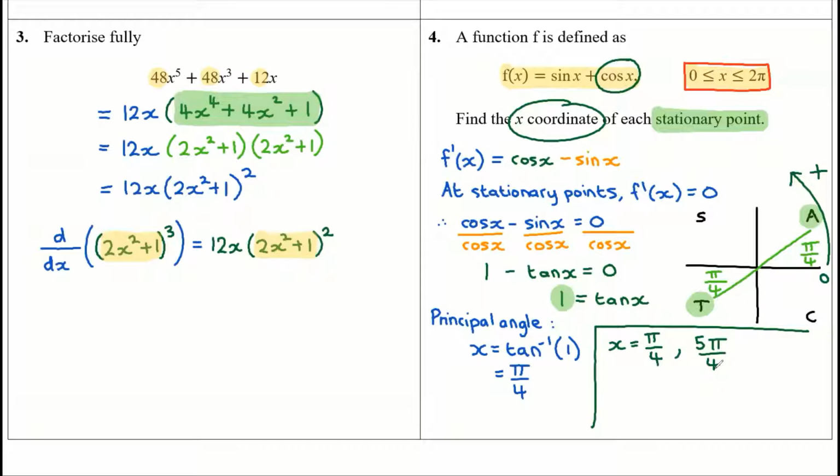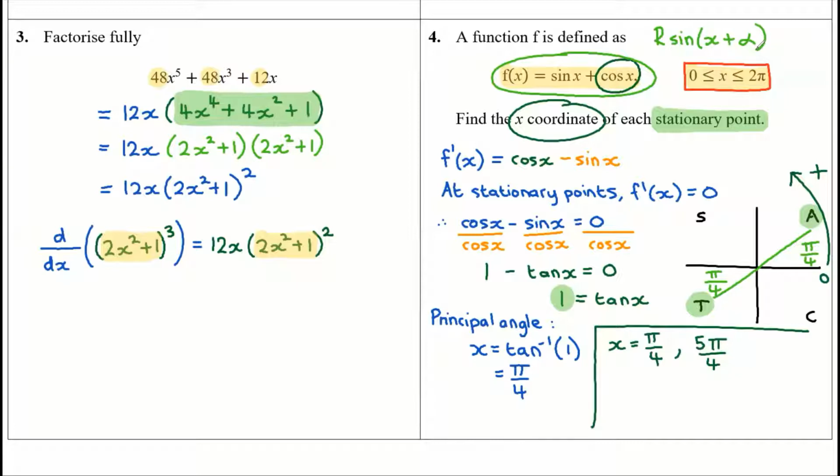Now, there is another way you could do this, if you want to try it. We talked extensively about harmonic functions in chapter 7. One thing you could do is rewrite this function using a single identity. So, for example, you could use r sine of x plus alpha, something like that, and rewrite the function in that form and solve the equation that way.